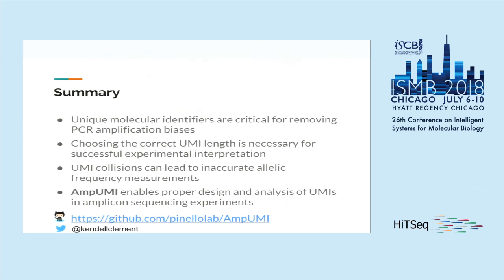So just in conclusion, I've talked about how unique molecular identifiers, these UMIs, are critical for removing PCR amplification bias, particularly in deep amplicon sequencing experiments. Second, how choosing the correct UMI length is necessary for successful experimental interpretation. How UMI collisions can lead to inaccurate allelic frequency measurements, particularly that having too short a UMI can overestimate the frequency of rare alleles in your population.